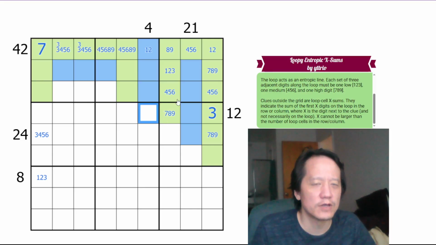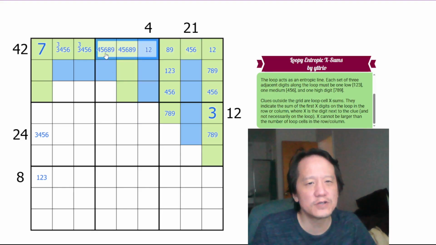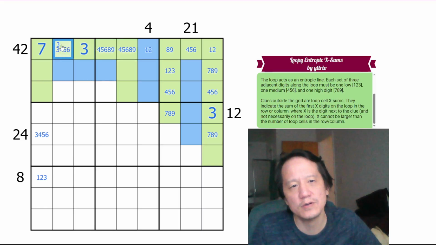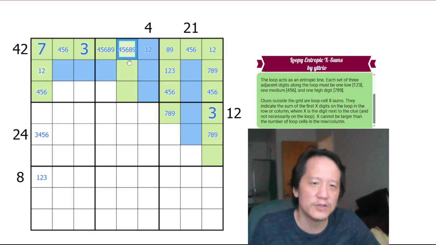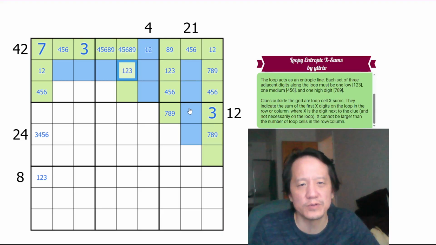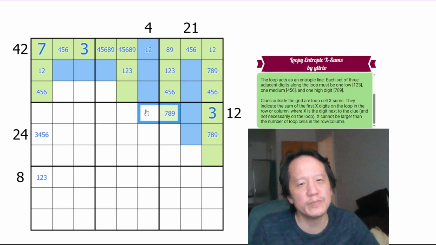But if that were the case, so what happens if it goes that way? Okay, these are both medium and high, so this has to be low. Therefore, this is low. This cannot be low. This is medium. This is low, so this is 1 or 2. This is medium, so it's 4, 5, 6. This must be low, so it's 1, 2, or 3. So it could be low here, medium.